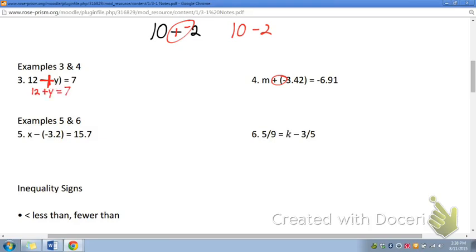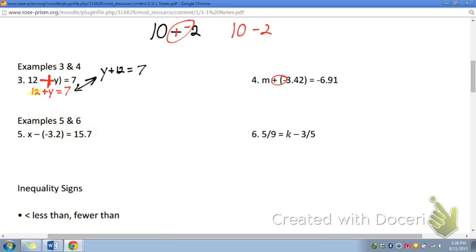Well, again, what is happening to your y? It's being added by a positive 12. Another way to think of this problem is you could rewrite it and turn the y and the positive 12 around, and now it says y plus 12. These two things mean the same. You are adding 12 to your y to equal 7. What plus 12 equals 7?